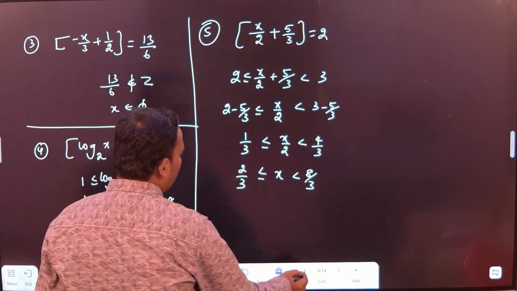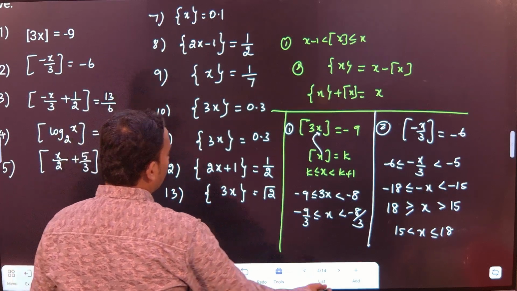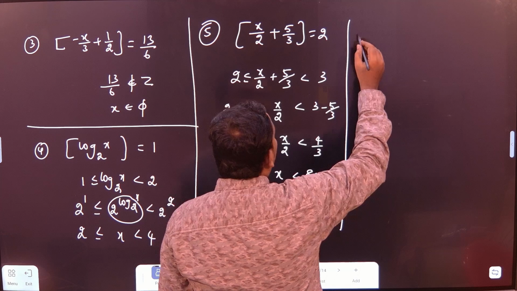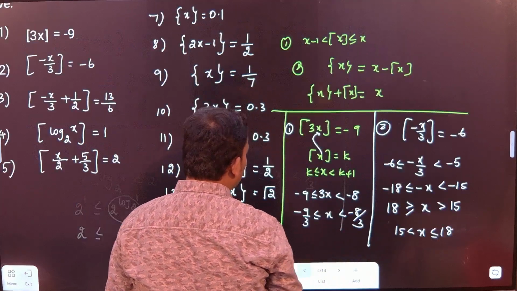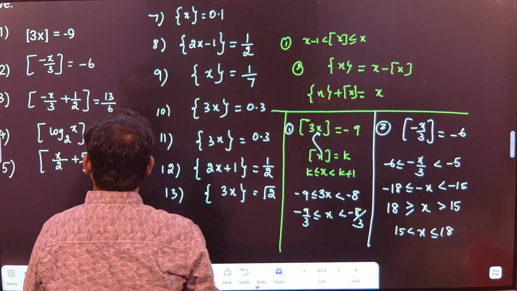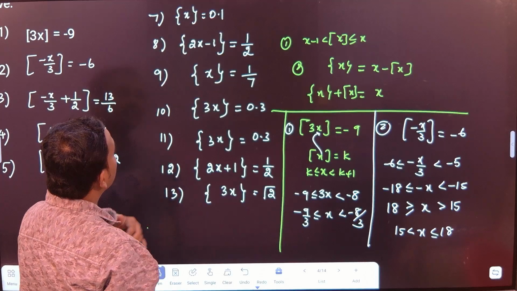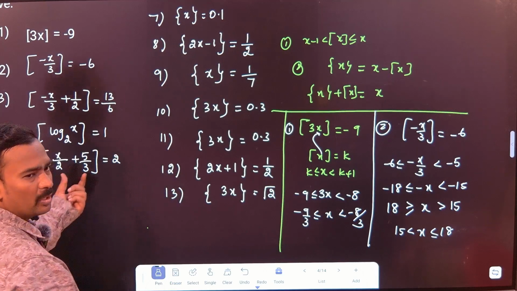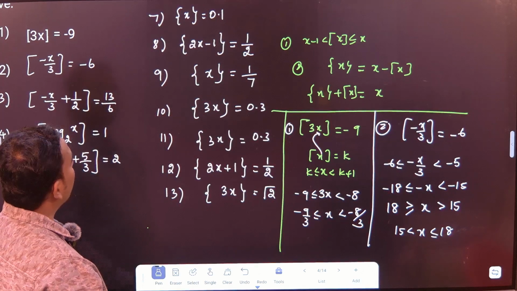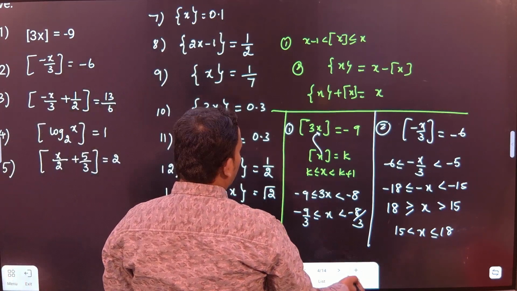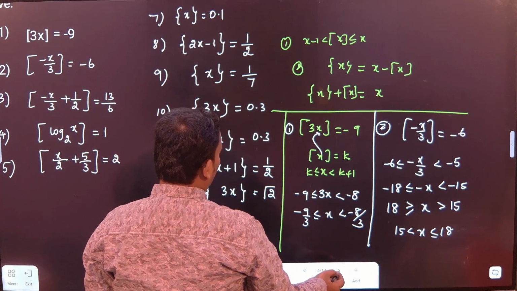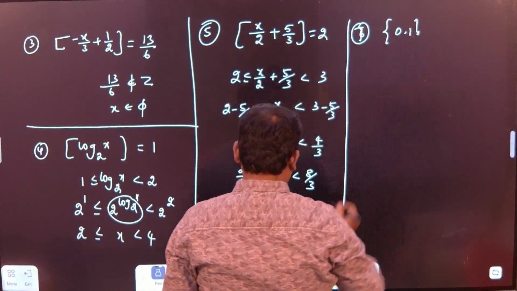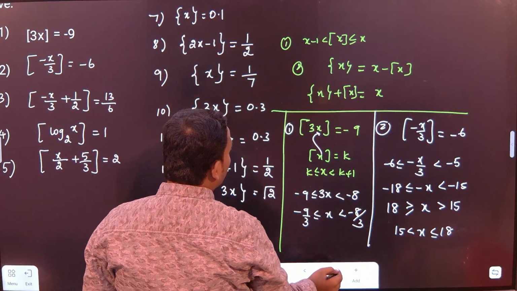Okay, let's do more questions on the fractional part function. You can see the sixth question, I think one question is erased actually. So the same model only you can do, right? And you can see the seventh question: the fractional part of x is equal to 0.1.